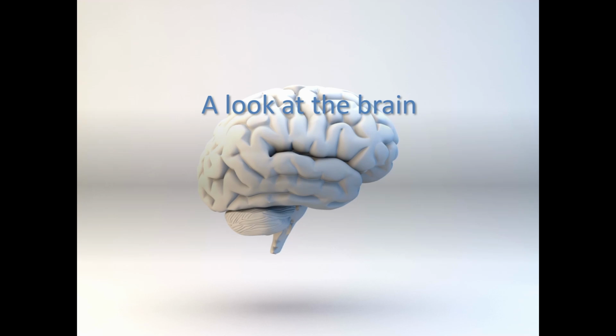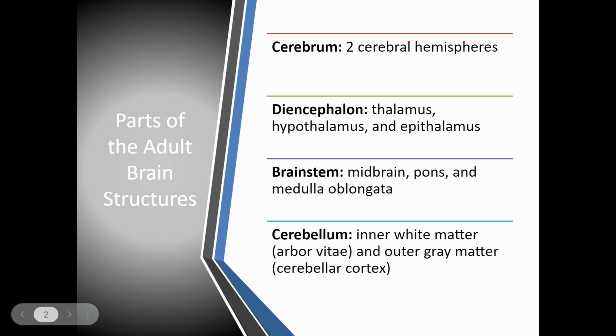Okay, today we're going to look at the brain. And we're going to talk about the human brain, but we'll use the sheep brain as a comparison because it's what we'll have available to dissect. So let's talk first about the parts of the adult brain. These are the four adult brain structures.